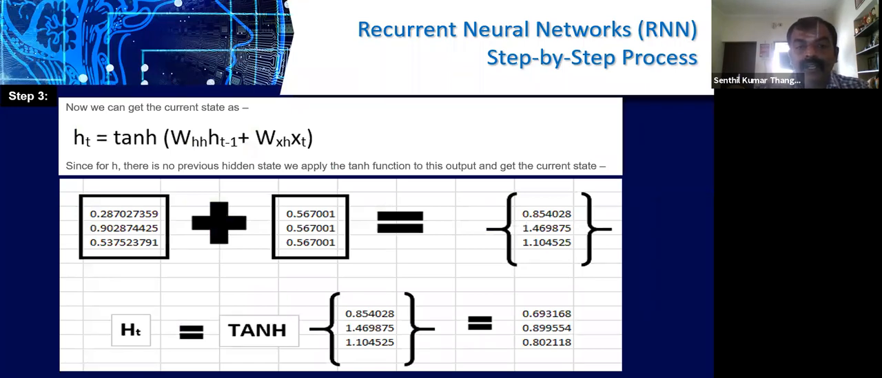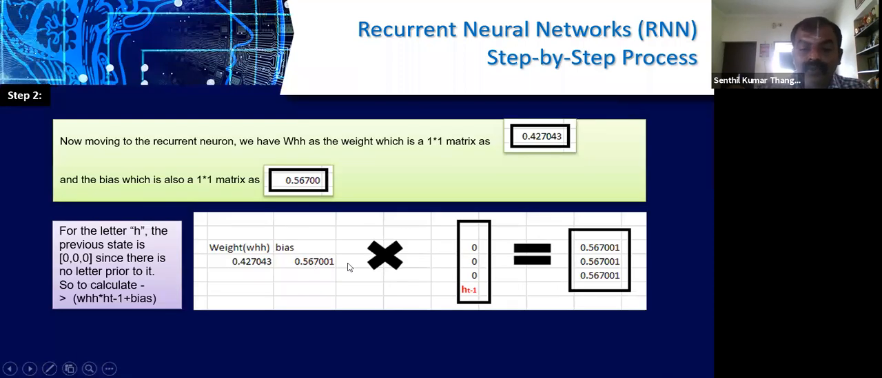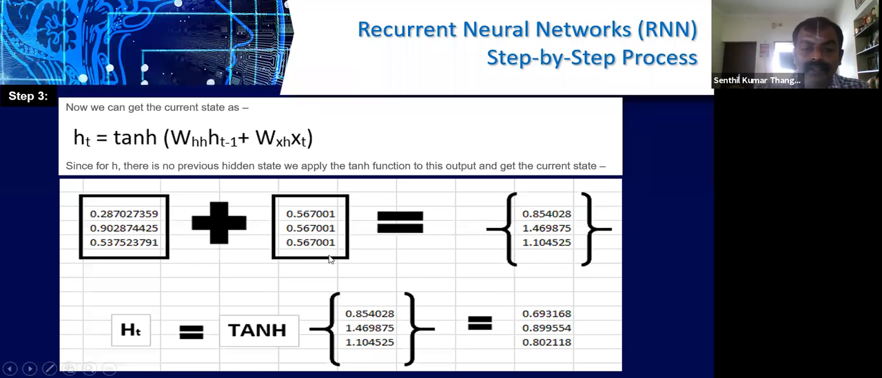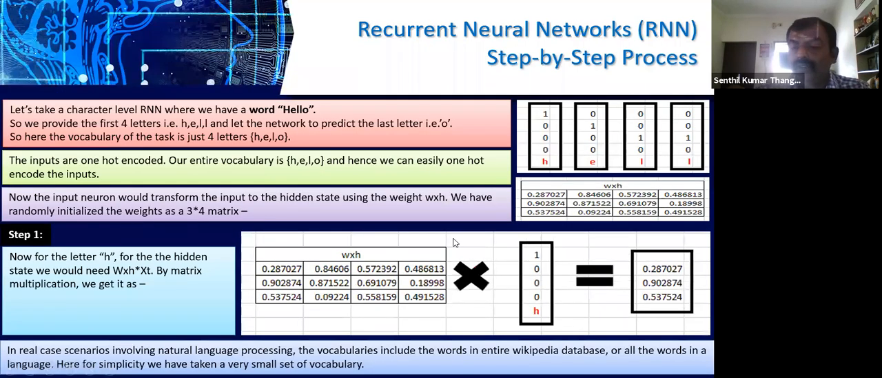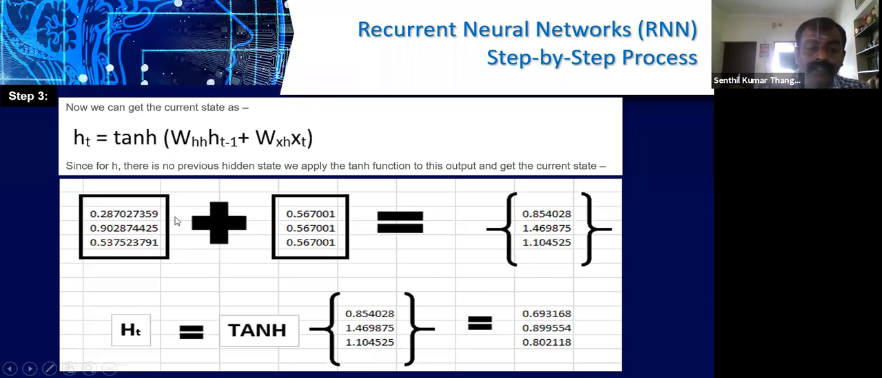Now the third step is we want to get the current state. The current state is given as tanh of the sum of these two. What is the sum of these two? It is what we got with the original given h, and what we got given h with no input previous states. With no previous state value being known, the values are 0.56, 0.56, 0.56 provided here. With the value of h being provided, the calculated value is 0.28, 0.90, 0.53 provided here, right?